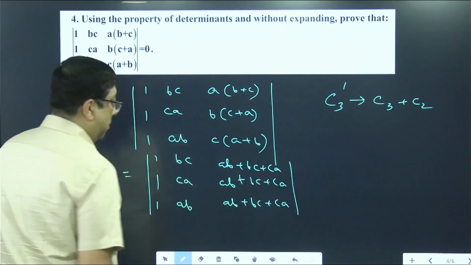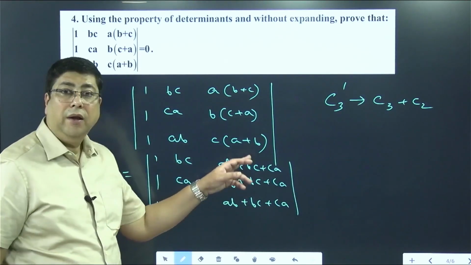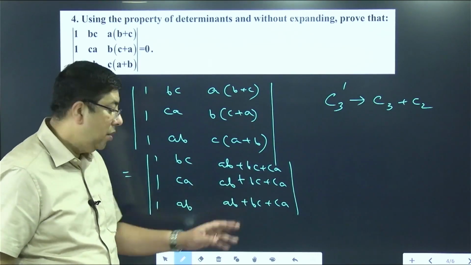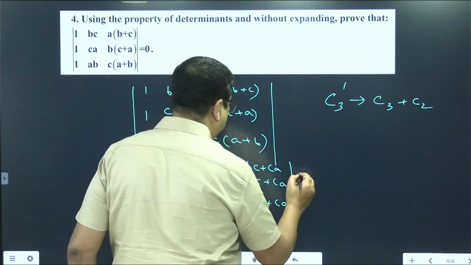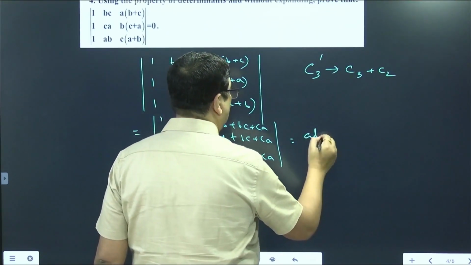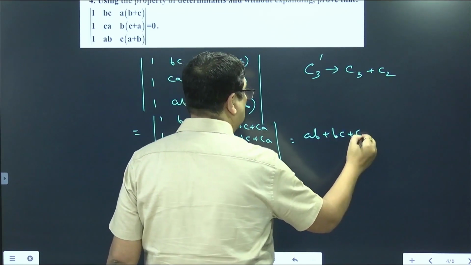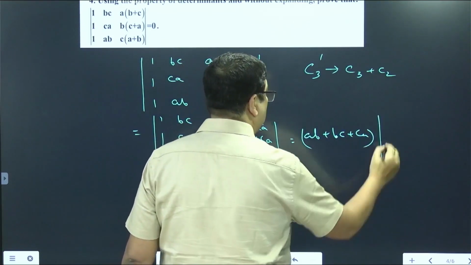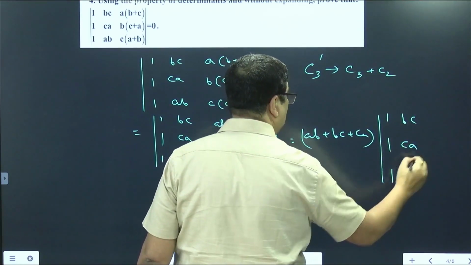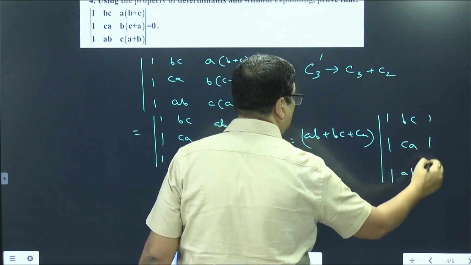So there is a common factor, we can take it common. So we can take AB plus BC plus CA common. So we are getting here AB plus BC plus CA. If we take common, we are getting 1 1 1. This is BC CA AB 1 1 1.